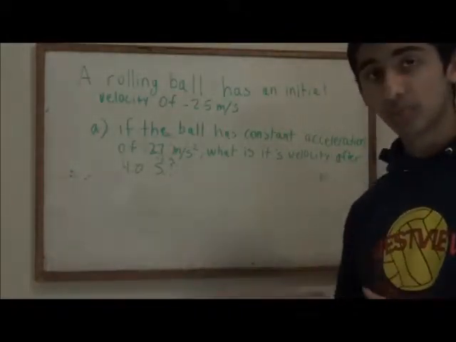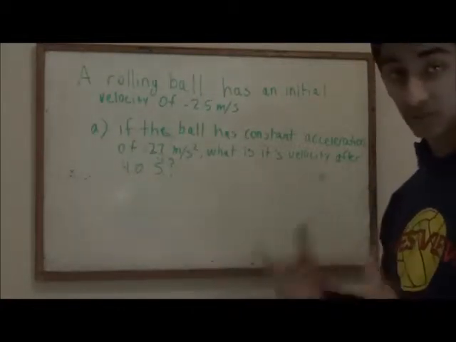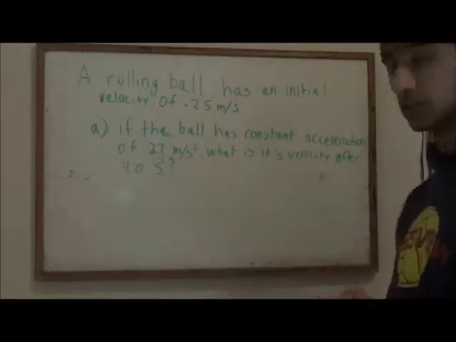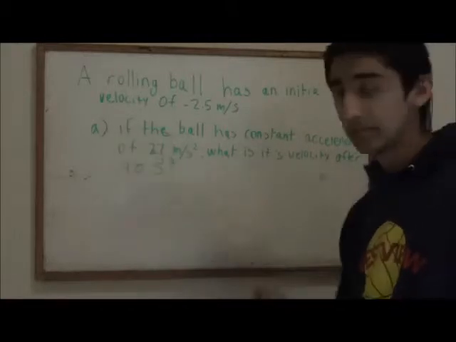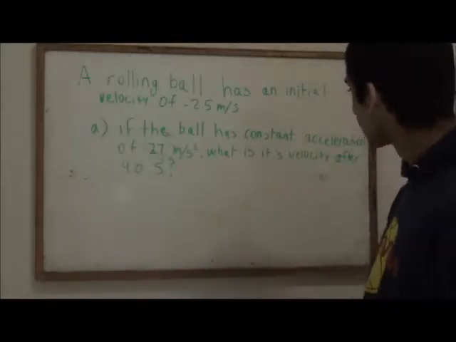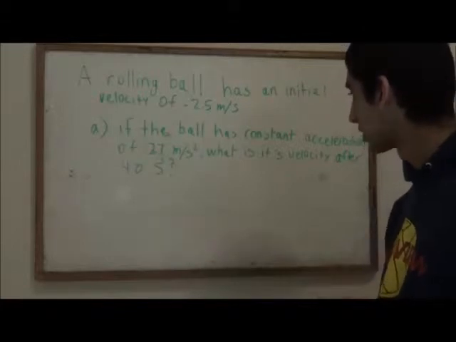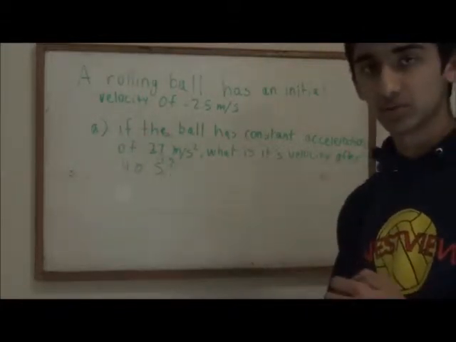Okay, so here's the first practice problem of this unit, or of this learning target. A rolling ball has an initial velocity of negative 2.5 meters per second. A. If the ball has constant acceleration of 0.27 meters per second squared, what is its velocity after 4 seconds?